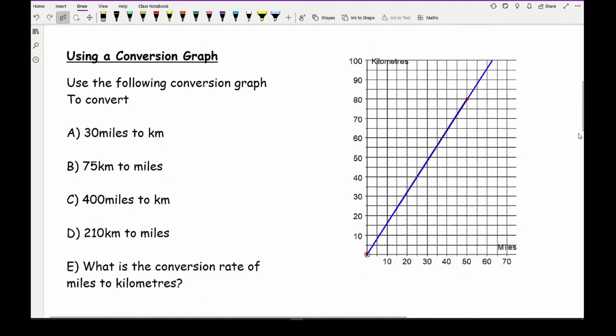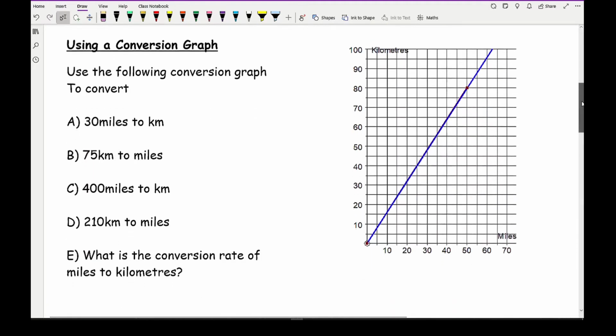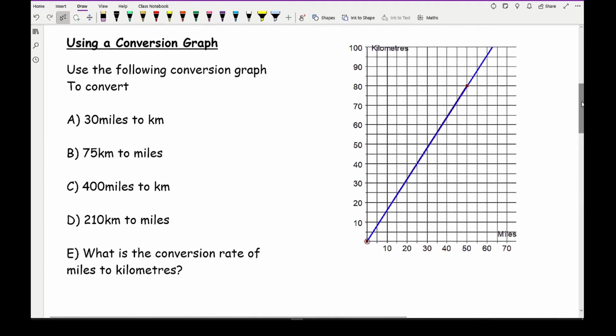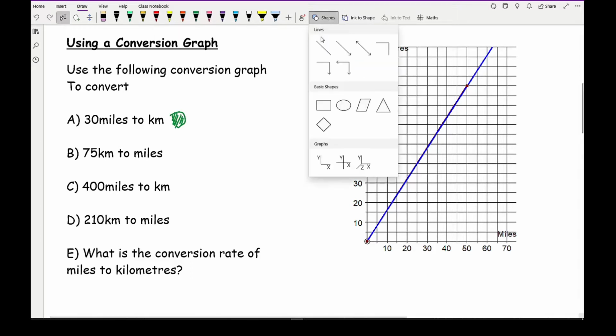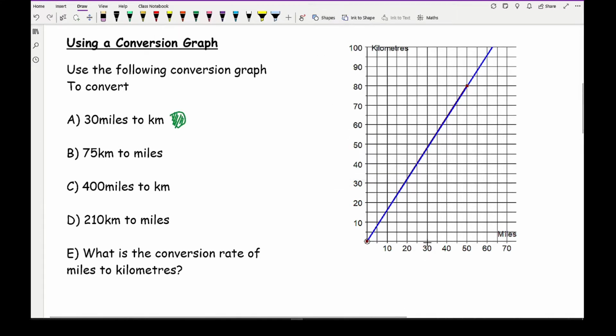So let's have a look at a typical question. We're going to go through how to use a conversion graph, which is basically what we've done. Here it says use the following conversion graph to convert 30 miles into kilometers, which we've already done. First of all, let's color code these questions. I'm going to do this in green. So I'm going to draw a vertical line. Let's do this properly.